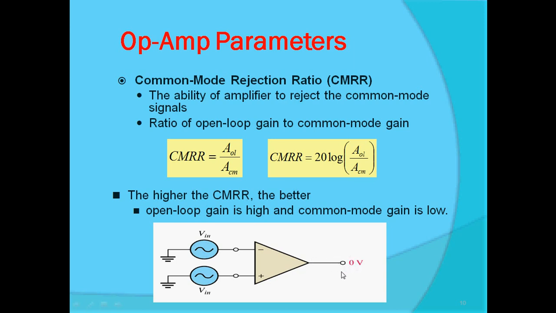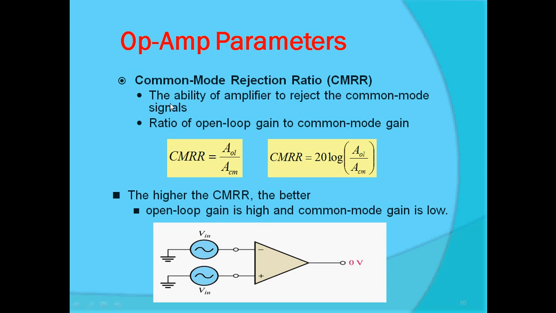So the gain we can calculate in such a case: gain is output voltage by differential input voltage. If output is 0, my gain will also become 0. So the gain available for this circuit is called common mode gain.